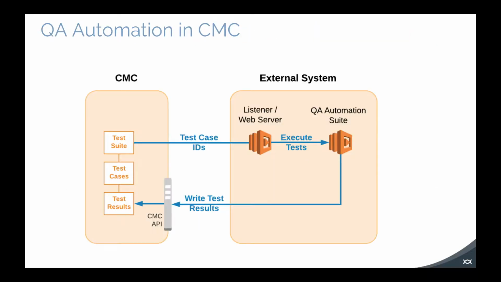Before jumping into a product in CMC, let's take a quick, high-level look at how QA automation works in CMC. Test suites and test cases are created in CMC and mirror the test cases that you have automated in the automation tool. CMC calls out to the automation suite to execute the test cases in the test suite. The automation suite runs the automated tests and writes test results back to CMC. It's a simple concept that can streamline the test process substantially. Let's see this in action in CMC.